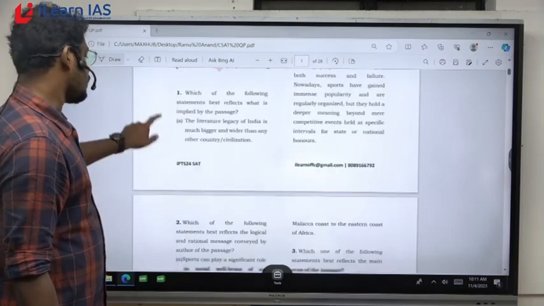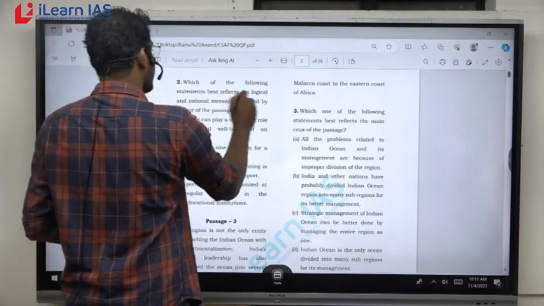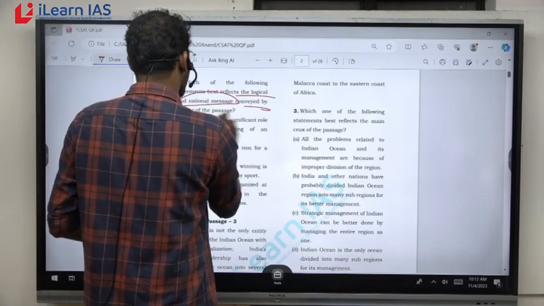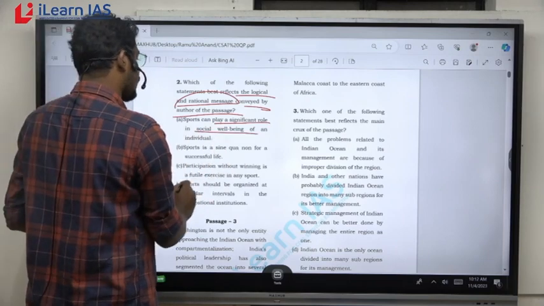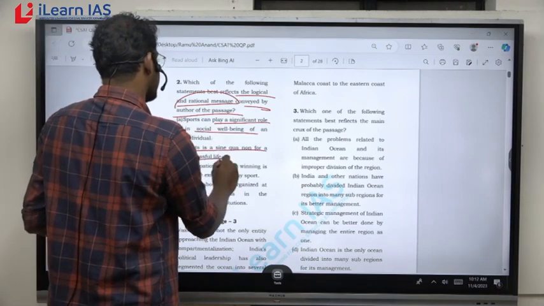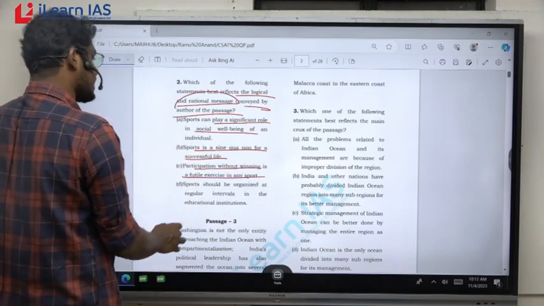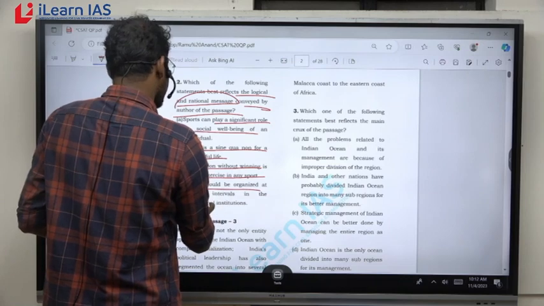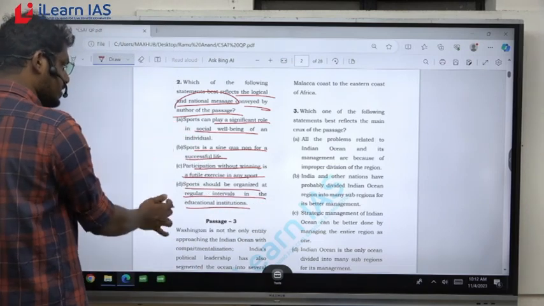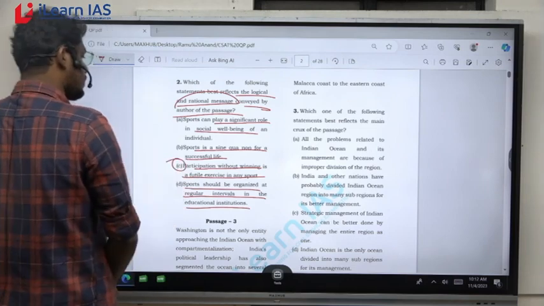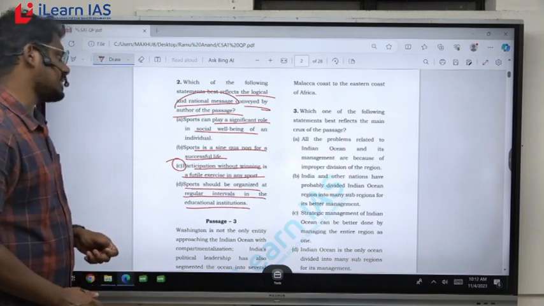Okay, question number 2. The question is, which of the following statements best reflects the logical and rational message conveyed by the author of the passage? Sport can play an important role in social well-being of an individual. Sports is a sine qua non for a successful life. Participation without winning is a futile exercise in any sport. Sport should be organized at regular intervals in the educational institutions. Okay, so among these 4 options, let's take option C. Participation without winning is a futile exercise in any sport.